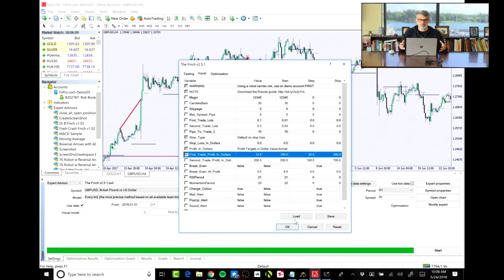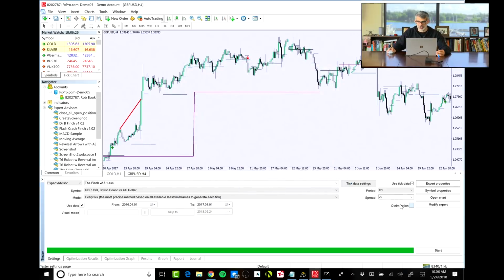Now, I don't want to optimize multiple combinations of things all at once. I mean, you can do that, but it will slow down your process, and it could take a long time. And you could even freeze up your computer if you try to test too many combinations of things all at the same time. I'm using the 1 hour chart and a spread of 2 pips, and I'm going to now check optimization.